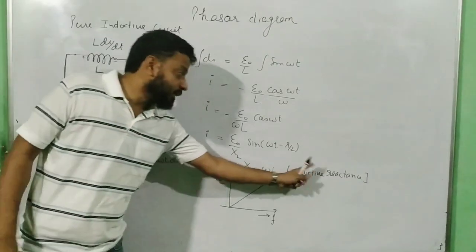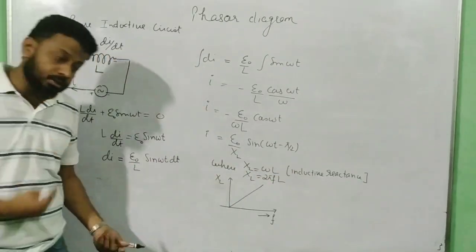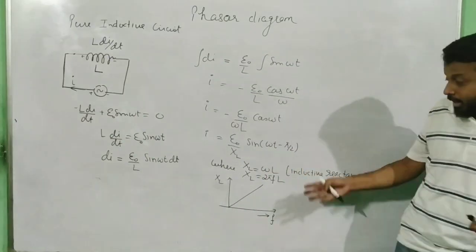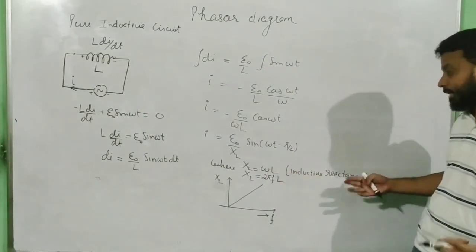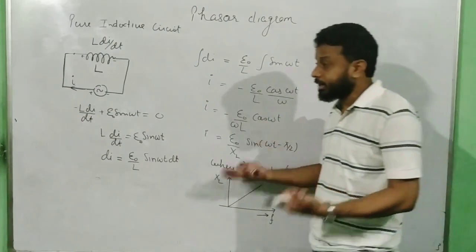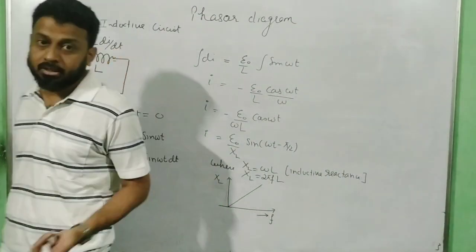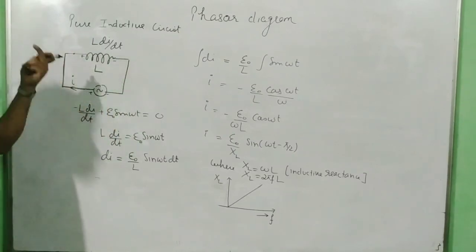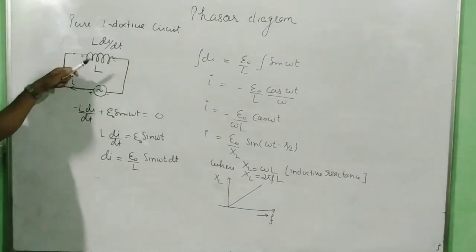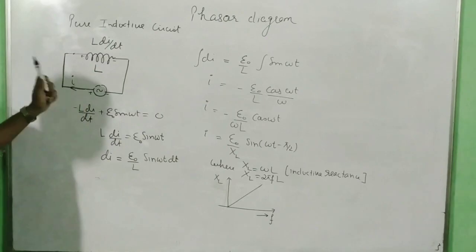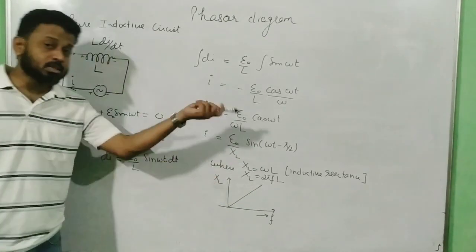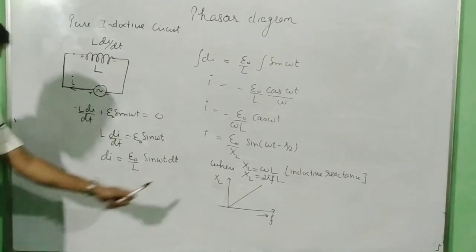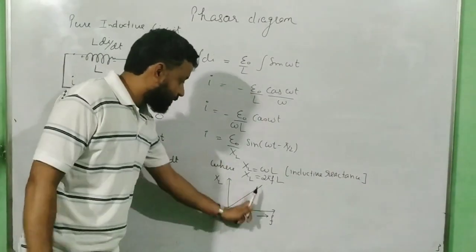So XL is inductive reactance. As I told you for the capacitive reactance, I am saying the same thing. The inductive reactance means the resistance or the obstruction offered by the inductor to an alternating supply. We don't use the word resistance, which is reserved for resistors, so we use another word called reactance. This is the one which is important.